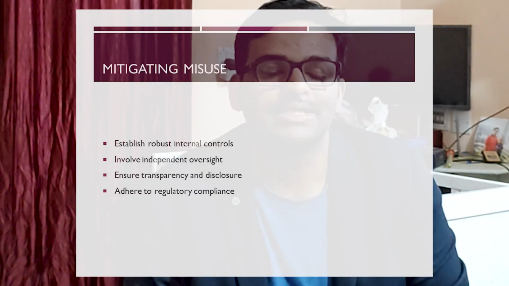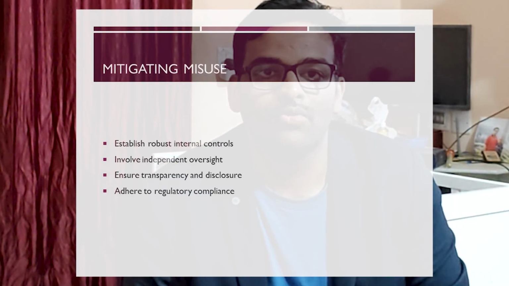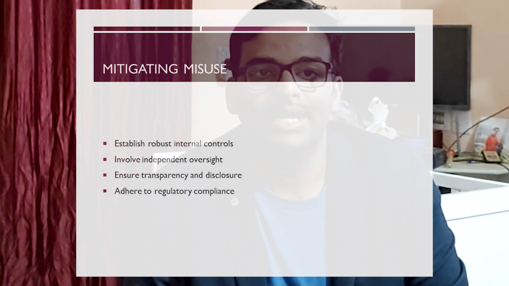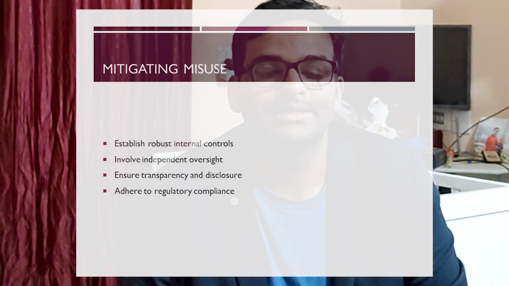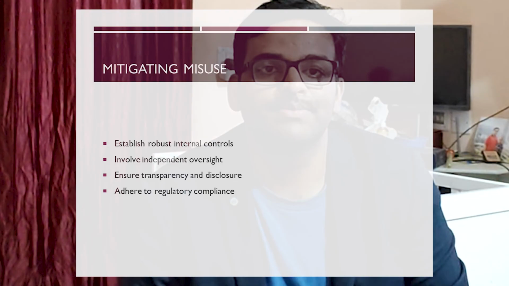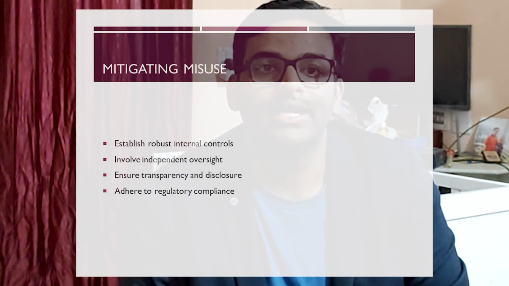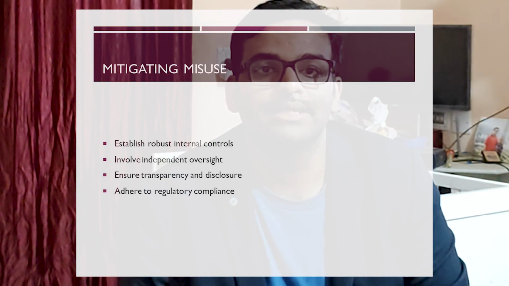Mitigating misuse. To mitigate the risks associated with related party transactions, companies should adopt the following practices. Robust internal controls: establish strong internal controls and procedures to ensure that transactions are conducted at arm's length. Independent oversight: involve independent directors and audit committees in the approval process to provide unbiased oversight. Transparency and disclosure: ensure full transparency and disclosure of related party transactions in financial statements and reports. Regulatory compliance: adhere to regulatory requirements and best practices to minimize the risk of misuse and maintain stakeholder trust.